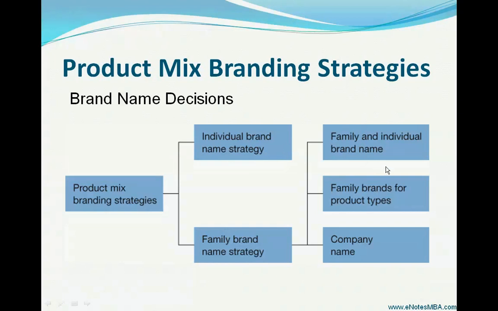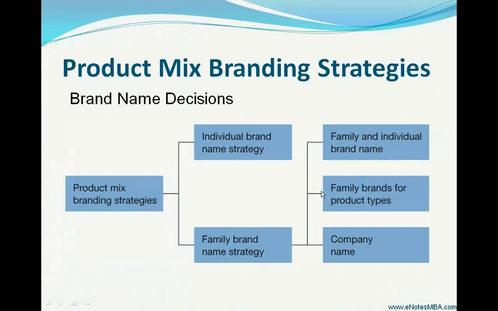Second strategy is family and individual brand name. In this strategy, company uses the family brand name first, followed by the individual names for brand in every product categories. For example, Kellogg. There are products like Kellogg's Rice Krispies, Kellogg's Raisin Bran, and Kellogg's Cornflakes.